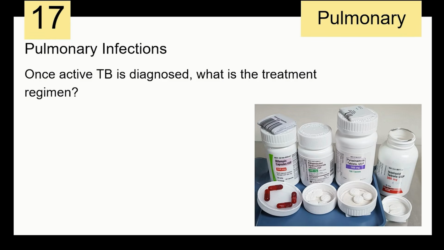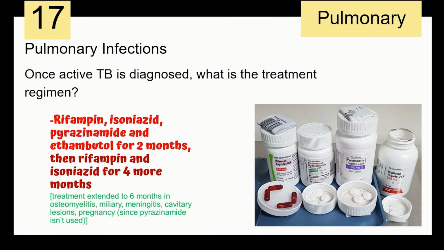Question 17. Once TB is diagnosed, what is the treatment regimen? And you can take a look at that over here. Rifampin, isoniazid, pyrazinamide, and ethambutol for 2 months, then rifampin and isoniazid for 4 more months. And we change that for various conditions such as osteomyelitis. And in pregnancy, we don't give pyrazinamide.